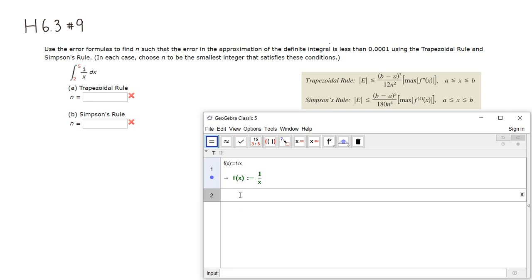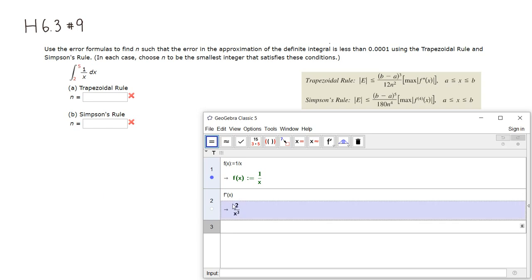Now GeoGebra knows what f of x is. I'm going to find the second derivative. It's actually quite simple. We do f double prime of x, then hit enter, and it computes the second derivative for us. We want to find the maximum value for x between 2 and 5. The maximum value is going to be when the denominator is the smallest possible, in this case x equals 2. So I plug in 2 there, and the maximum value of the second derivative is going to be 1/4.